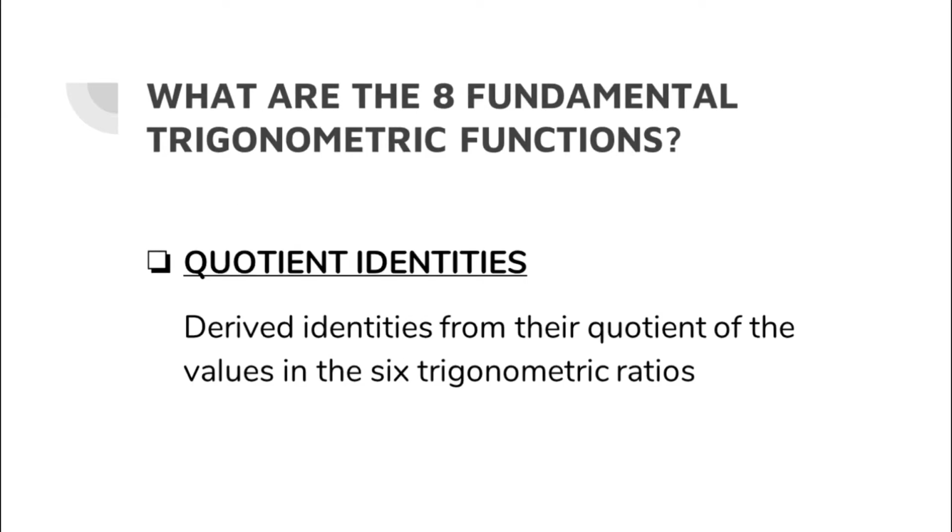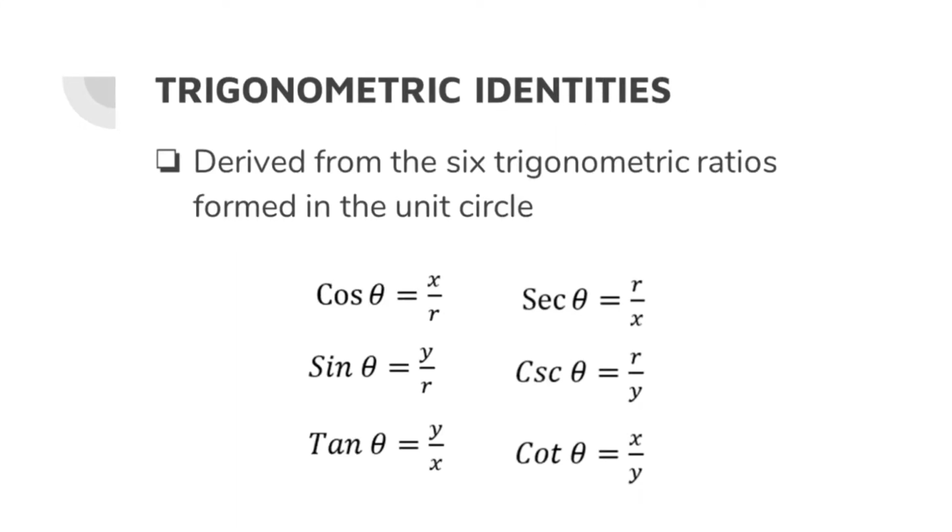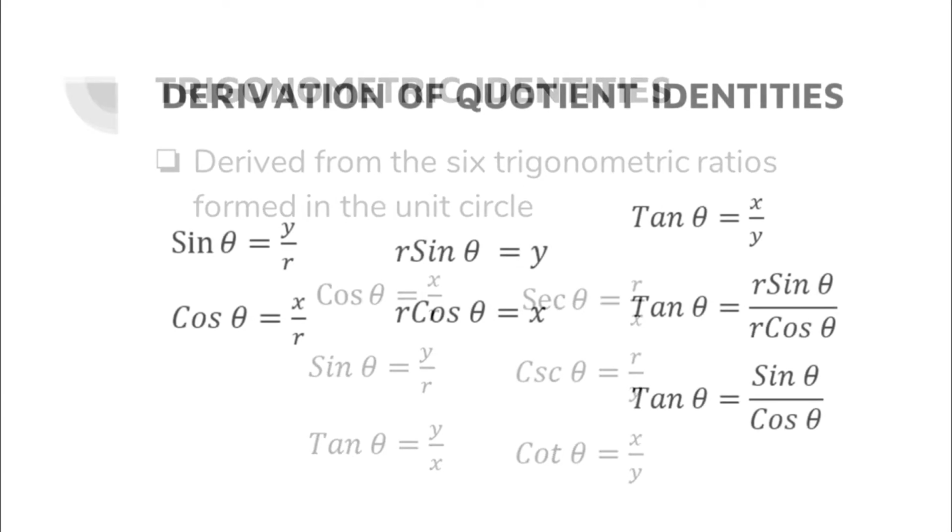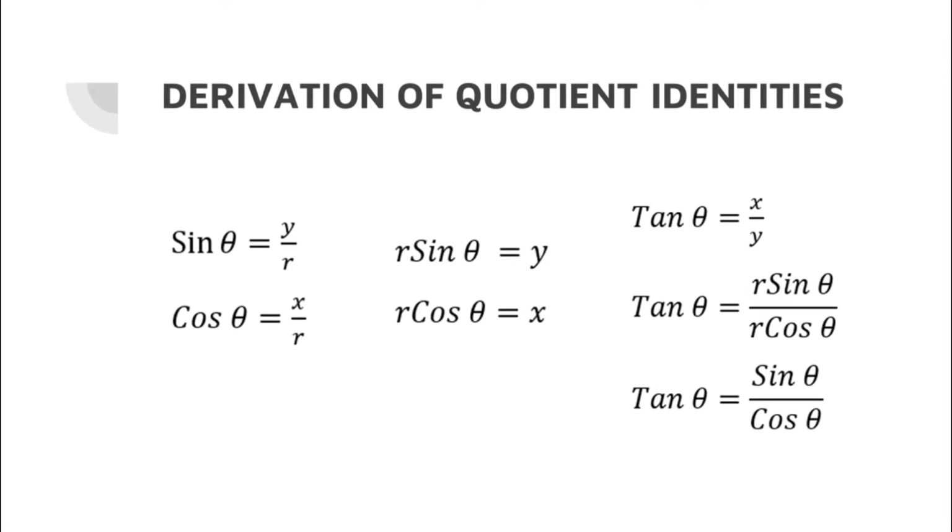The next fundamental function is the quotient identity, which by definition is derived from the quotient of the values of the 6 trigonometric ratios. So how are these functions derived? If we look back at the values of the 6 trigonometric ratios, which are derived from the unit circle, we would be able to manipulate their values to derive the quotient identity. To begin, we shall use sine theta, which is equal to y over r, and cosine theta, which has a value of x over r.